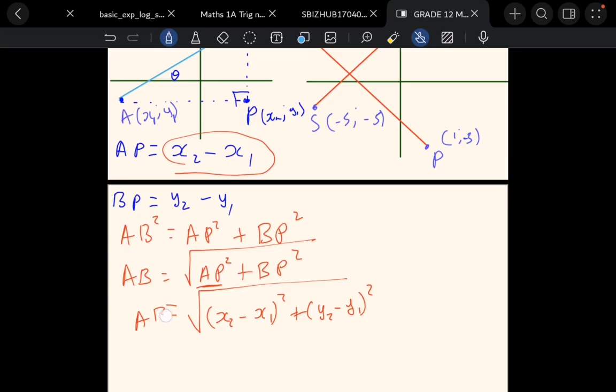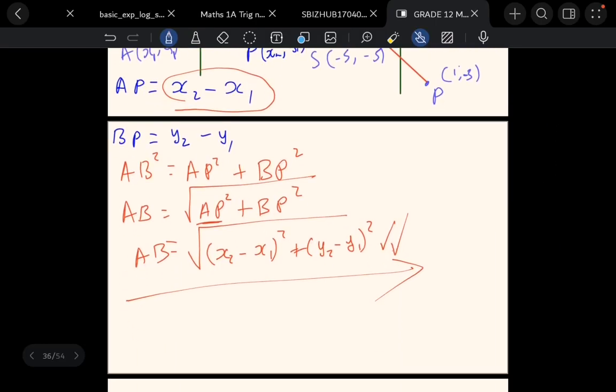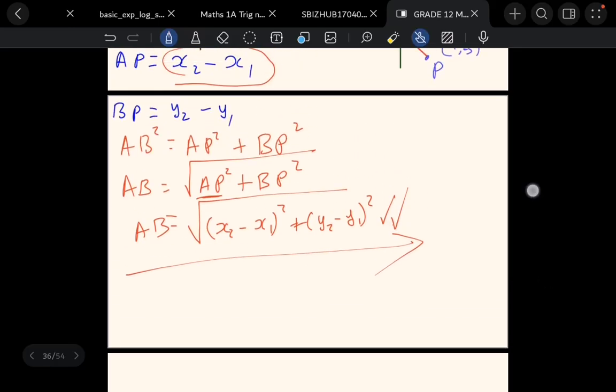So we say always, to calculate the distance of an oblique line, we're always going to use that formula, because it's the only formula that you can use to calculate a distance which is oblique. Understand? So how can we calculate that distance?